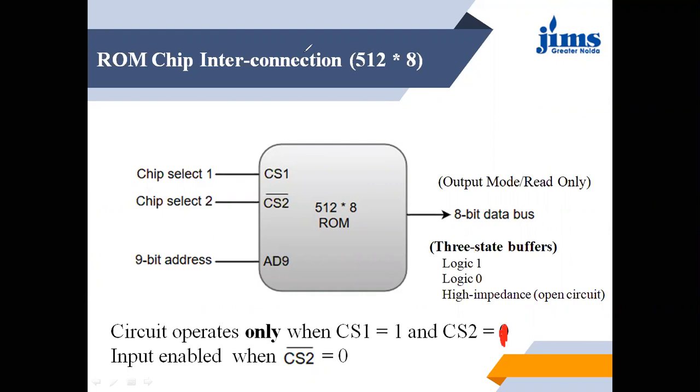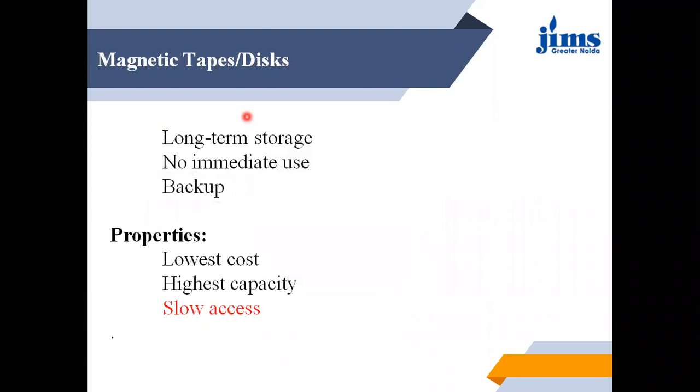So this has been finished about the RAM. Now let me see which one is the next topic. Yeah, the next topic is, this is the third last topic of today's lecture, magnetic tapes or magnetic disc. This is long-term storage. This is used as long-term storage when data has to be stored for a long duration and not for immediate use.